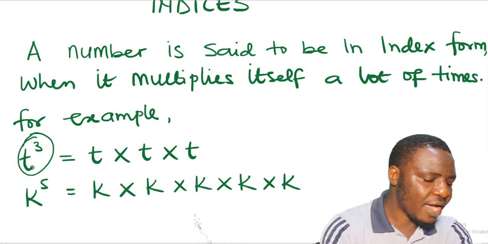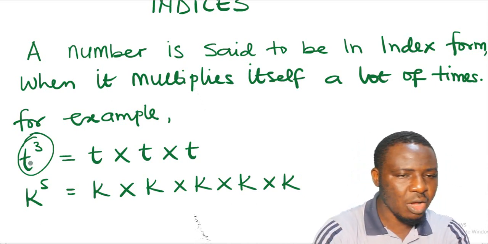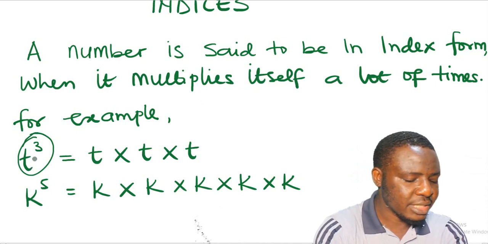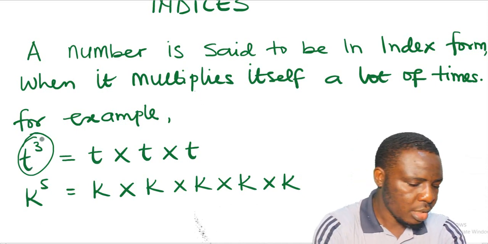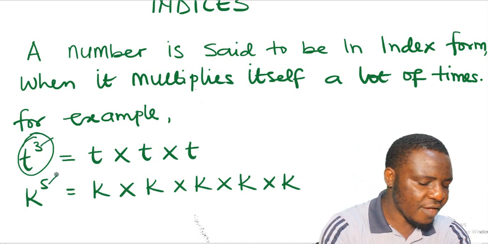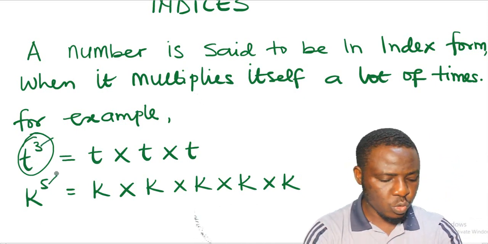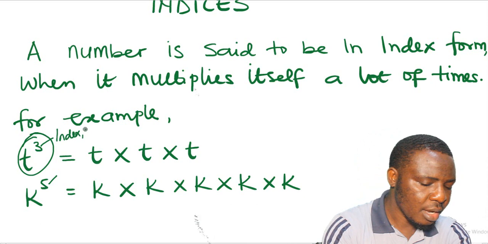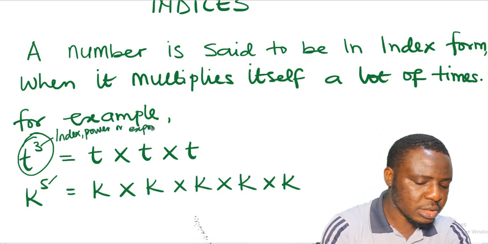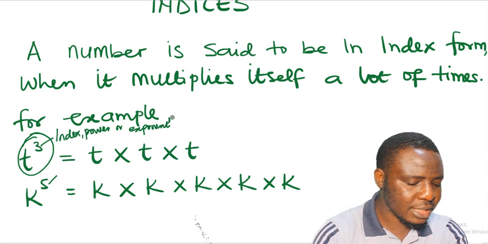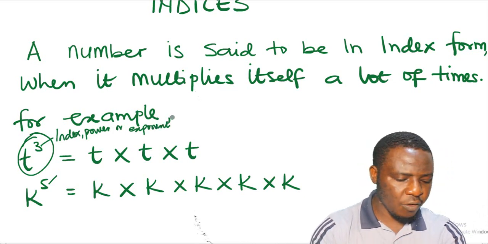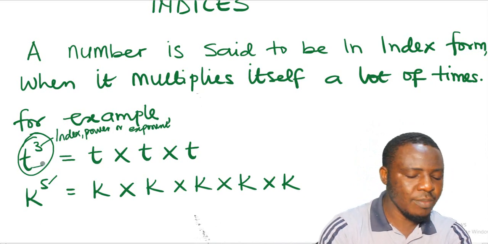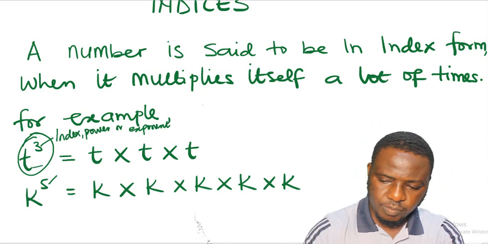In indices, we have 2 terms I would like us to consider. We have the base term as well as the power. 3 and 5 represent the power, which in mathematics can either be called index, power, or exponent. They all mean one and the same thing. It means the number of times the base is being multiplied by itself.